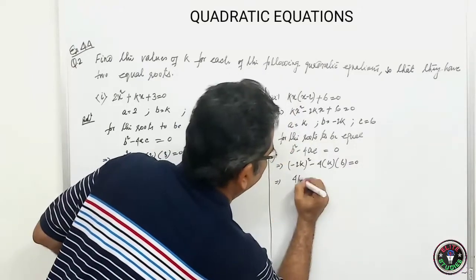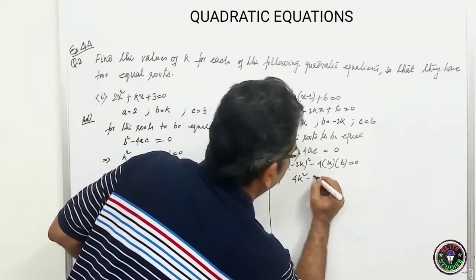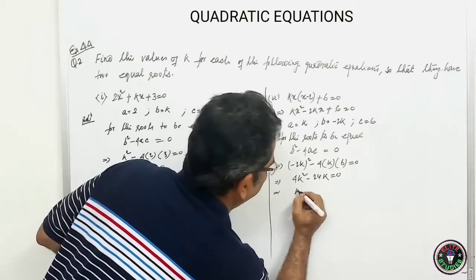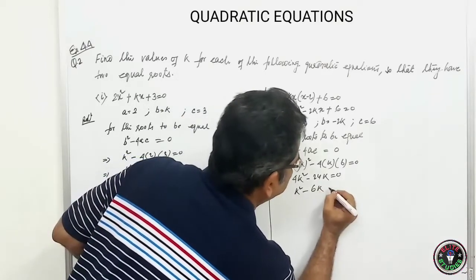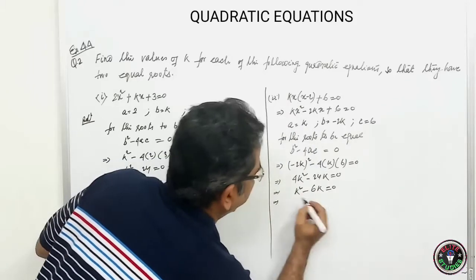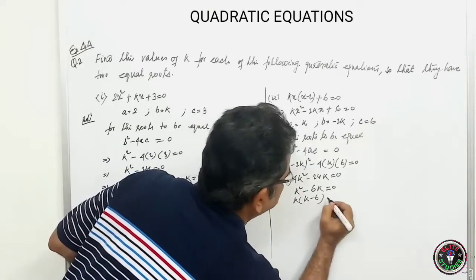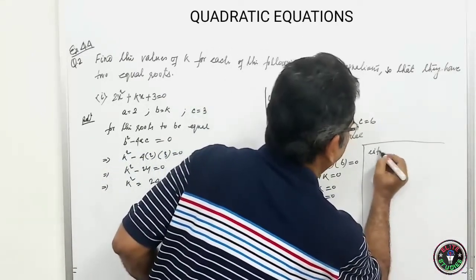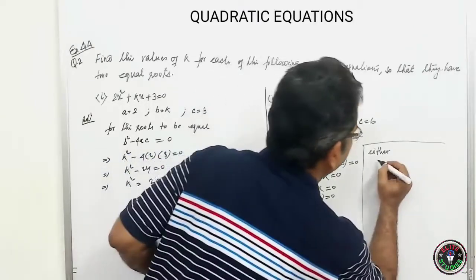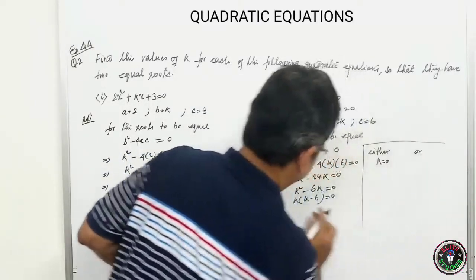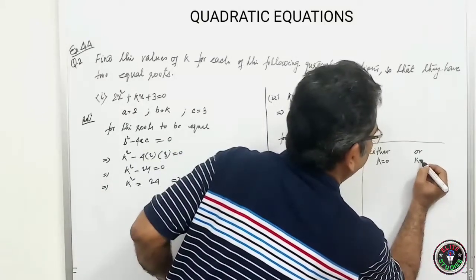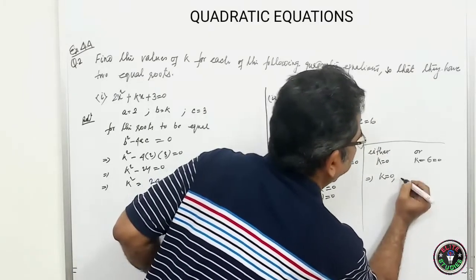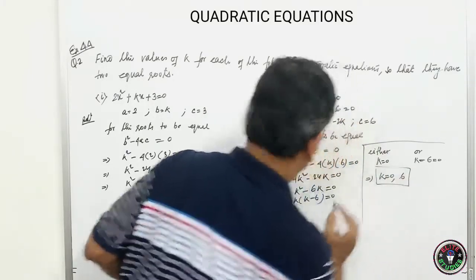So this implies it will be 4k square minus 24k is equal to 0. So divide by 4 both sides, so it will be k square minus 6k is equal to 0. So this implies k into k minus 6 is equal to 0. So here either k is equal to 0 or k minus 6 is equal to 0. So this implies k is equal to 0 or k is equal to 6. So this is our answer.